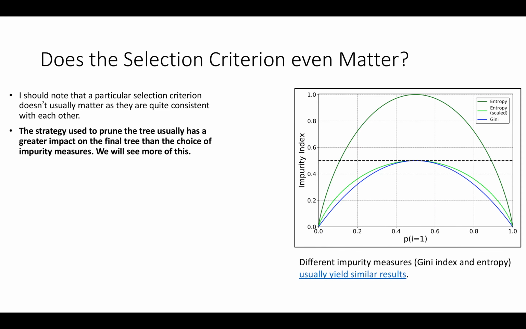Part of the reason why I'm not emphasizing selecting one criterion versus another is that oftentimes they don't matter so much. One method to make your trees more effective models is to prune the tree, as this usually has a greater impact than impurity measures like Gini or entropy, and we'll see more of this soon.